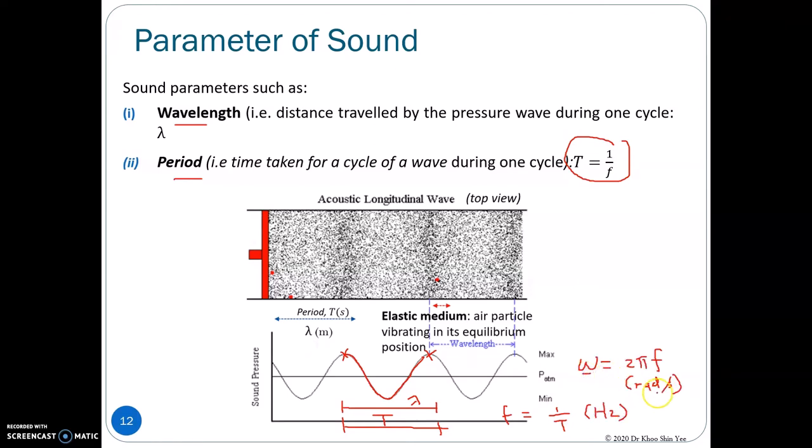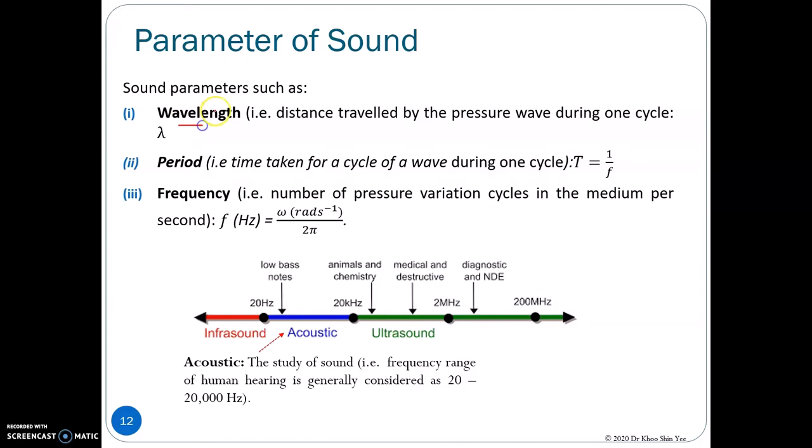Omega is the frequency in radians per second, which can be obtained by taking 2 pi multiplied by f. So wavelength, period, and frequency, either f in Hertz or omega in radians per second, are 3 important sound parameters that you must know. In terms of frequency, we only focus on the range within 20 Hz to 20 kHz. This region is called acoustics, which is the study of sound based on human hearing. Beyond this range is called infrasound or ultrasound. Both of these are out of the scope of this study.